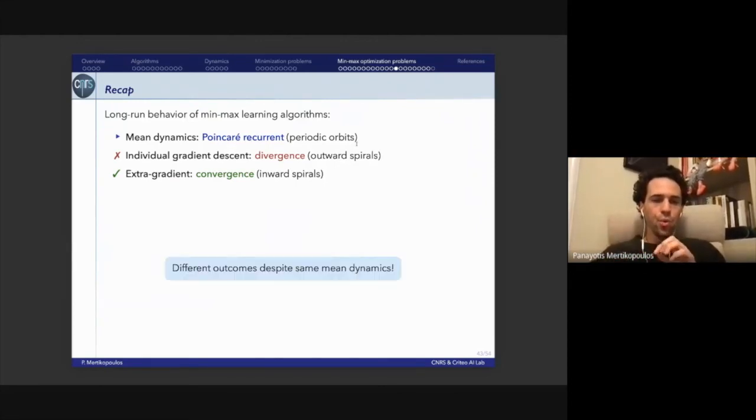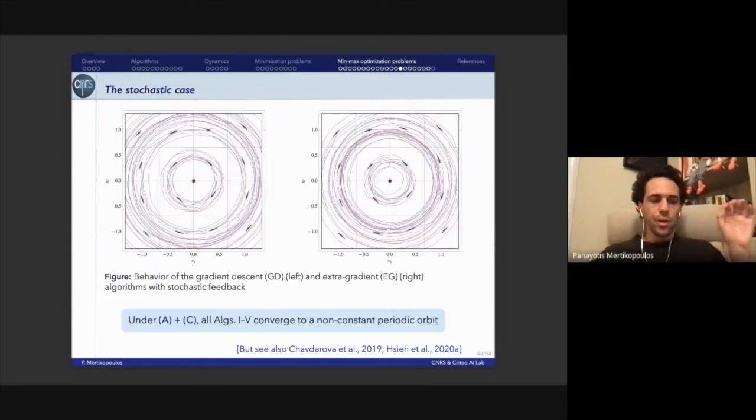And once you go into the stochastic case, so if you run stochastic gradient descent or stochastic extra-gradient, then you basically have the same qualitative picture. You have in both cases, trajectories converge to some non-constant periodic orbit. All right, and this is the precise statement that you can make in this case, that under the A-type and C-type conditions we discussed before, all of the algorithms we discussed in the stochastic case converge to a non-constant periodic orbit. There are, of course, fixes to this.